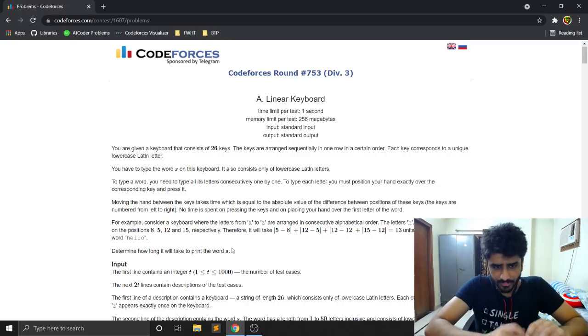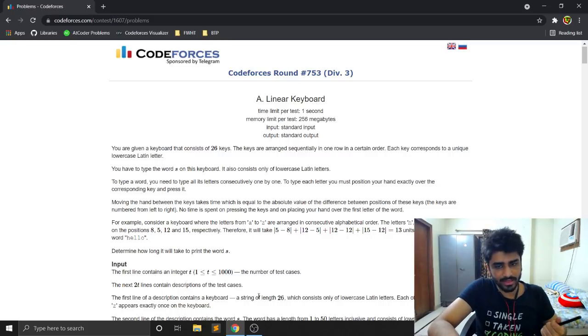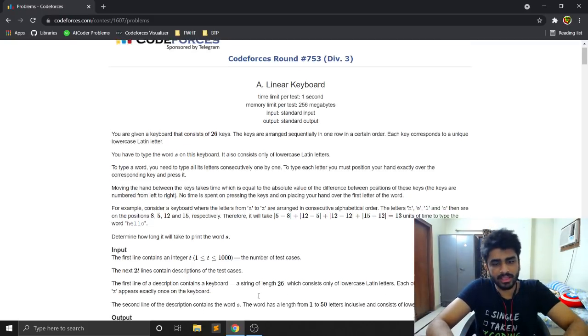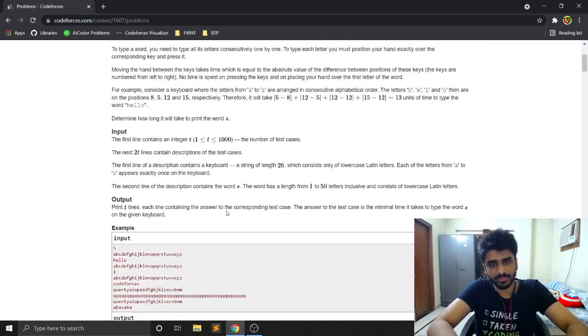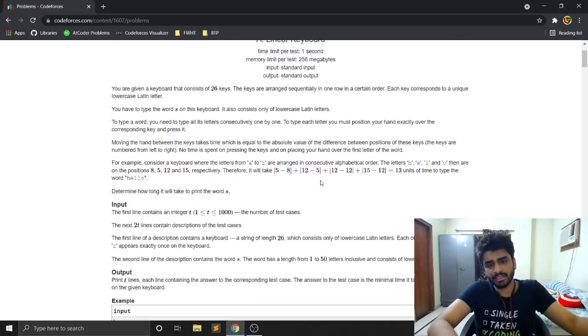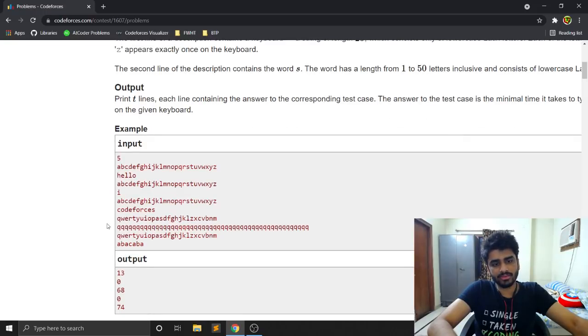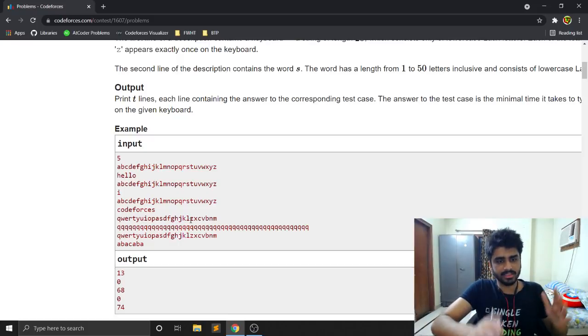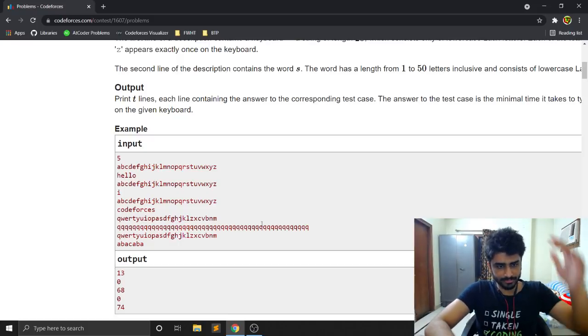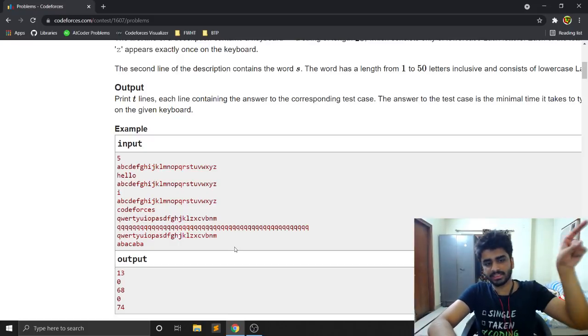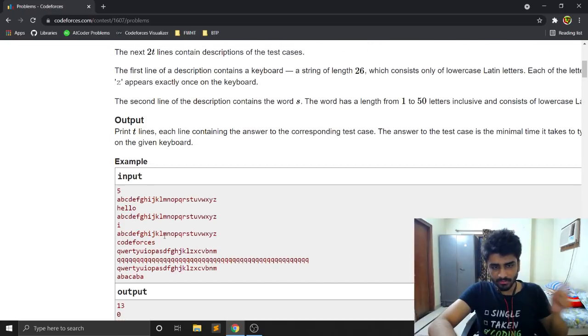But I don't have any code to show because I haven't written any code. But yeah, I can explain the basic concept of these problems. So this is the first problem, Linear Keyboard, in which you have a linear keyboard basically. You have all the 26 different letters of the English language, arranged in an order, and you want to type out a word. They ask for the total distance your finger will move while typing these words.